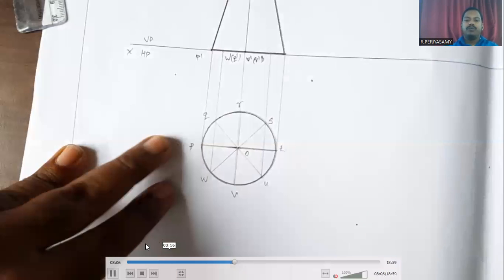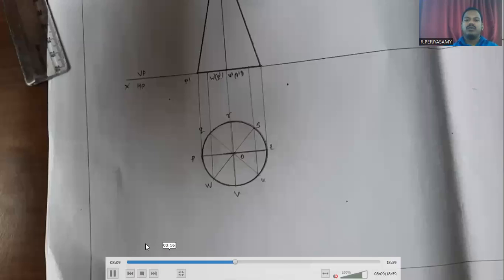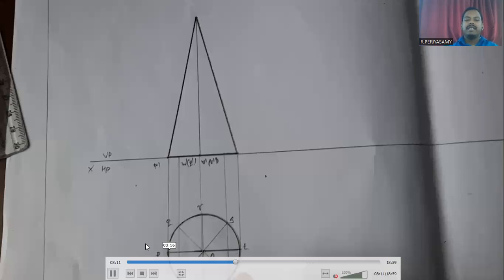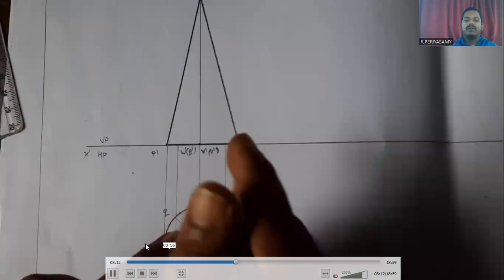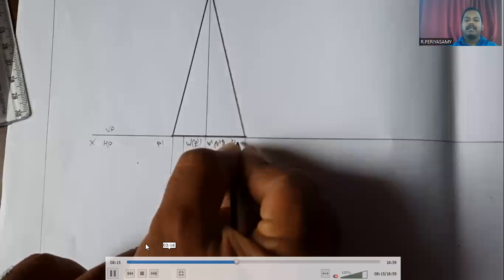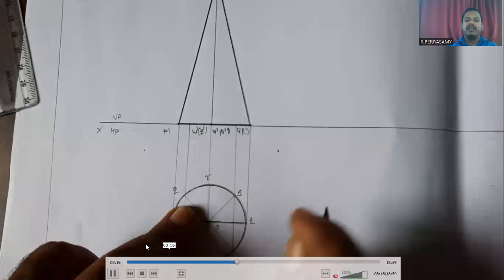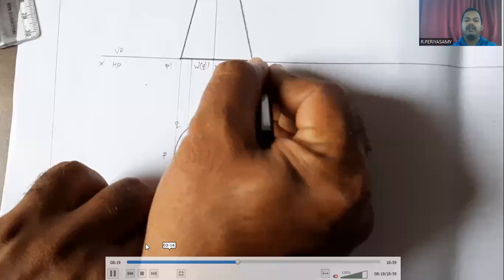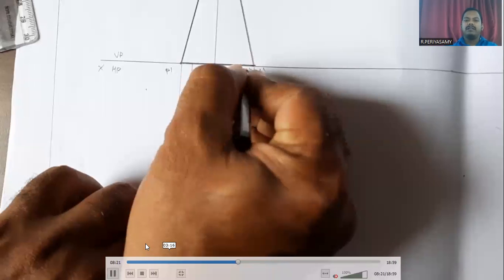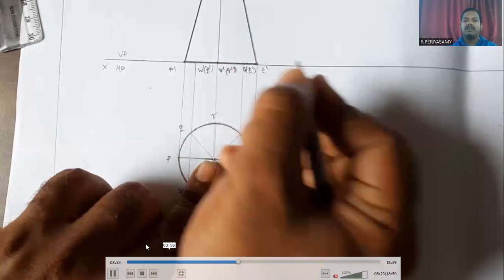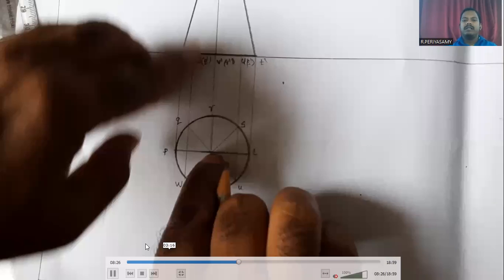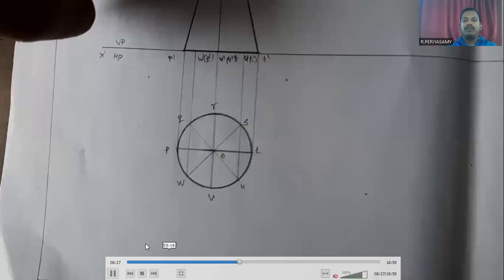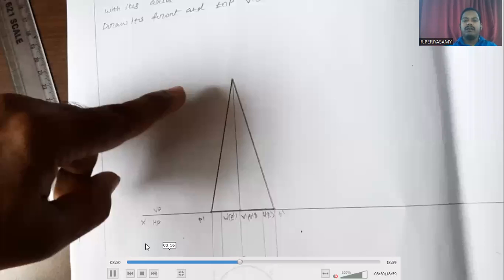Next, here U point is visible, S point is hidden. So we mention here U dash, S dash hidden. Hidden means we mention it in brackets. Here T point is hidden, so we mention here T dash. This is the simple top view and front view projection for the given cone.